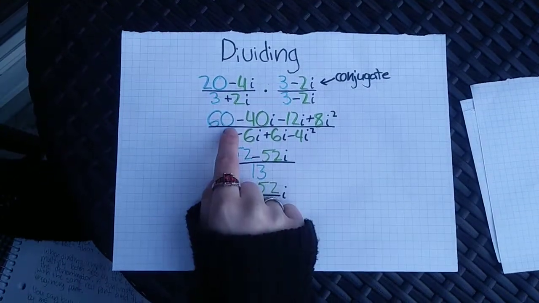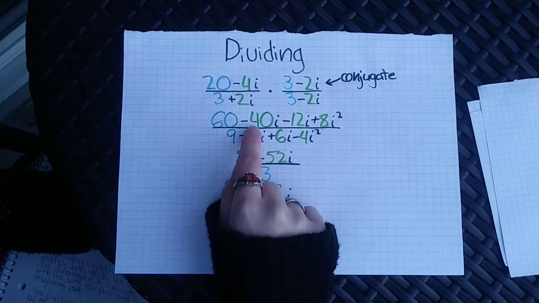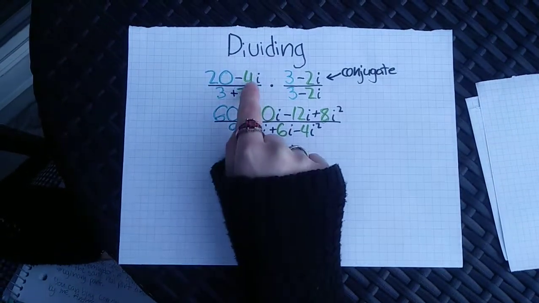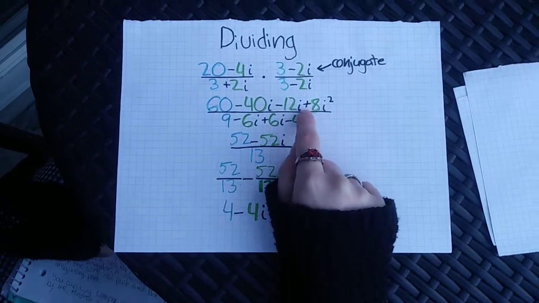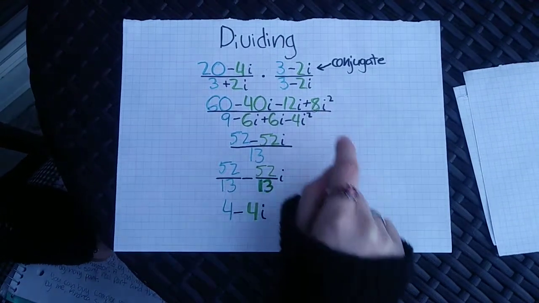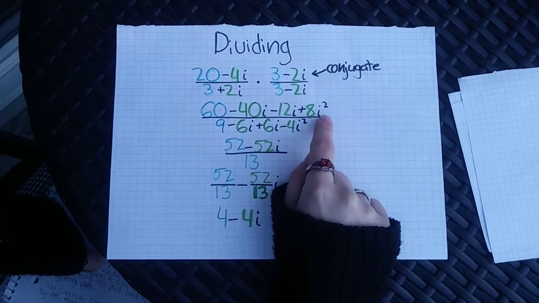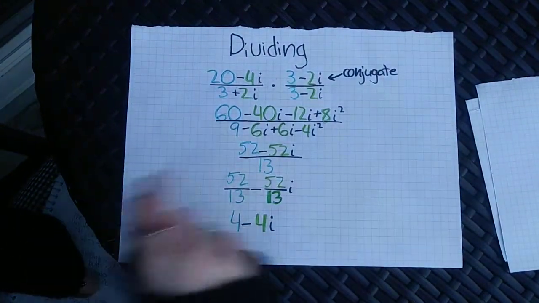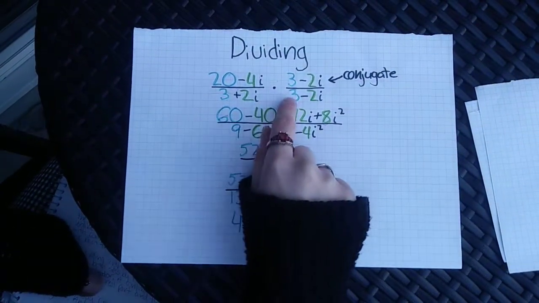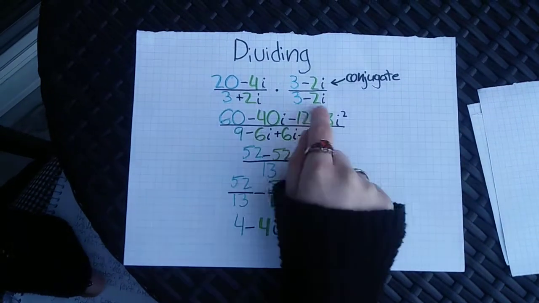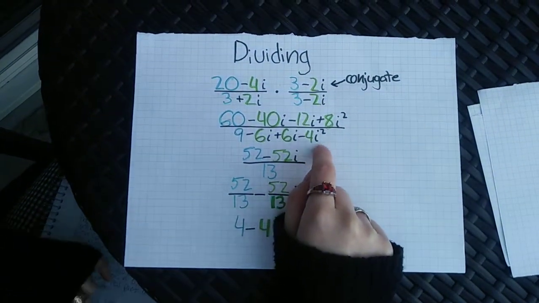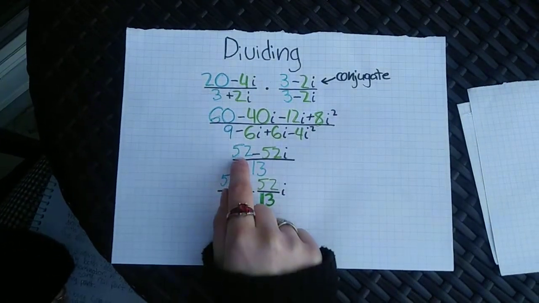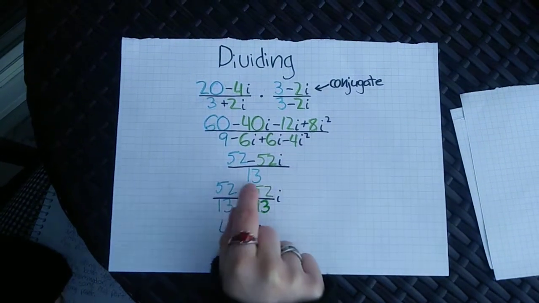20 times 3 is 60. 20 times negative 2i is negative 40i. Negative 4i times 3 is negative 12i, and negative 4i times negative 2i is plus 8i squared, or 8 times negative 1. 3 times 3 is 9. 3 times negative 2 is negative 6. 2i times 3 is 6i, and 2i times negative 2i is negative 4i squared, or negative 4 times negative 1. This comes out to a total of 52 minus 52i over 13.